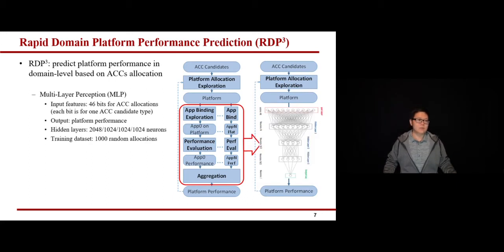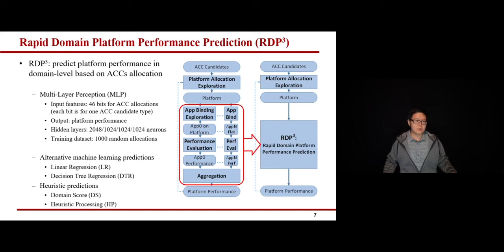We use a multi-layer perceptron, MLP, to predict the domain platform performance. The input feature is a couple of bytes representing the accelerator allocation for the platform, and the output is the platform performance. Between them, there are a couple of hidden layers, trained with 1,000 random platform allocations and their performance. We also ran some other prediction models, for example, linear regression, decision tree, and other heuristic predictions.